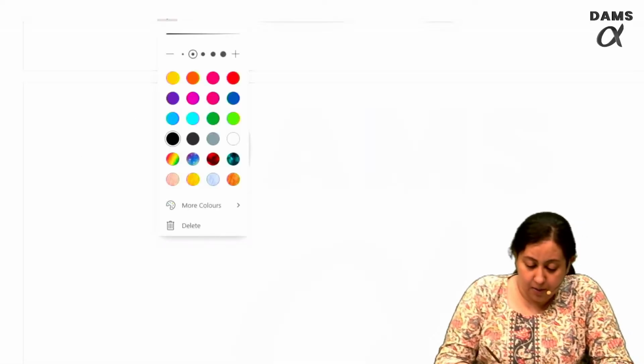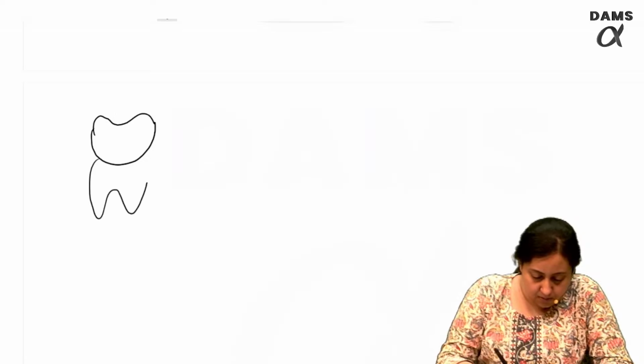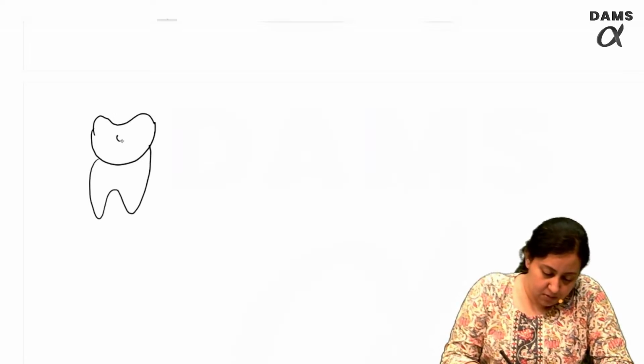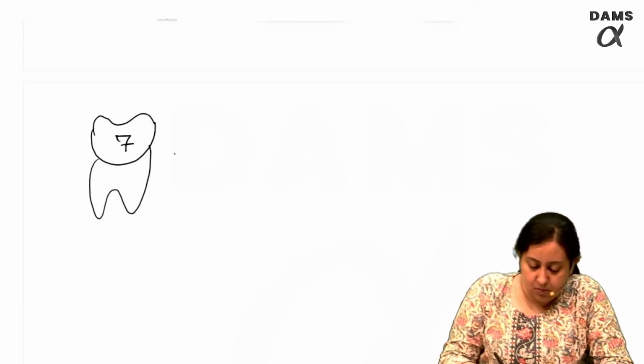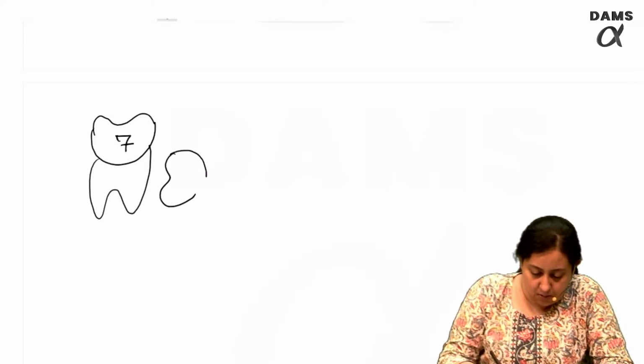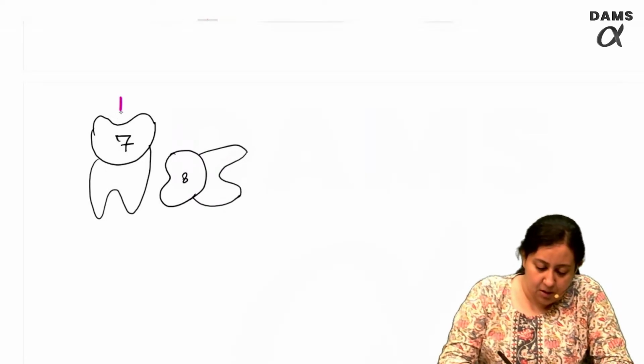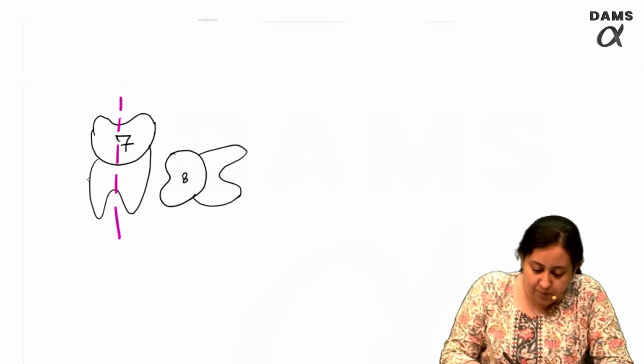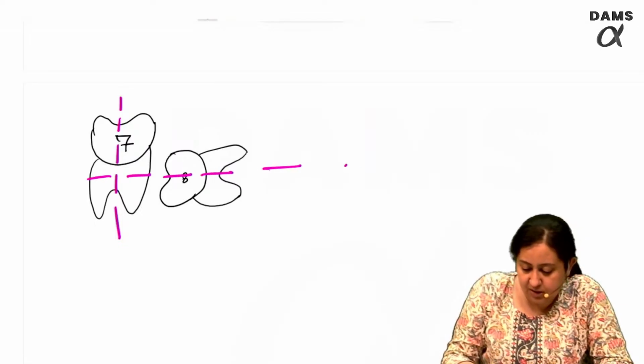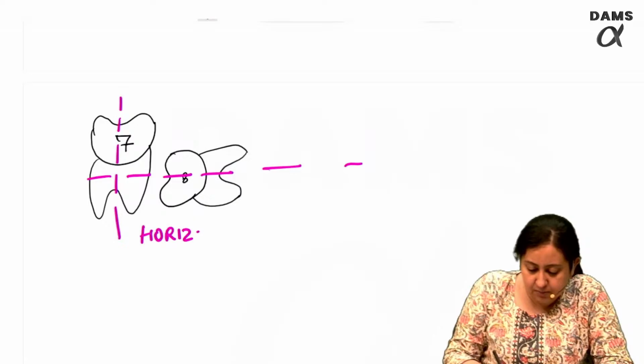and in horizontal, I especially want to explain buccoangular and linguoangular. But first, let's draw horizontal. So here what will happen, the long axis will be 90 degrees to each other, if you can see. So this becomes your horizontal.